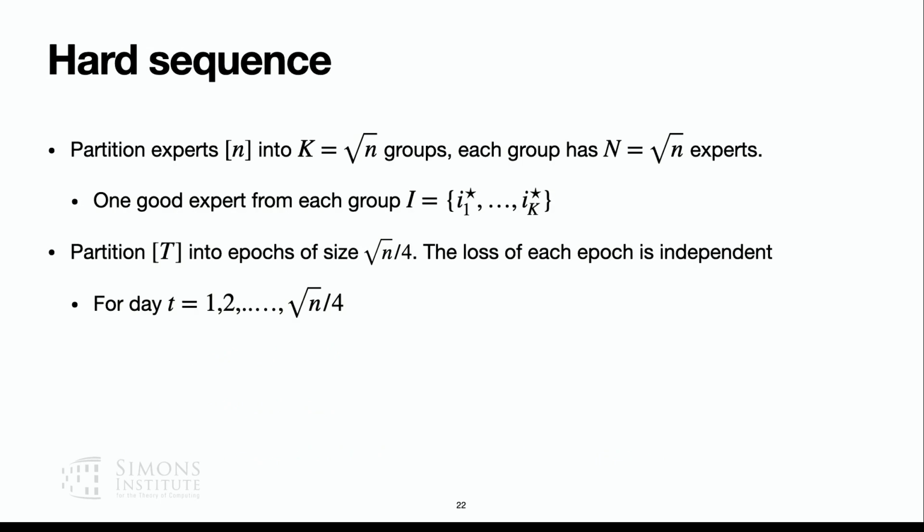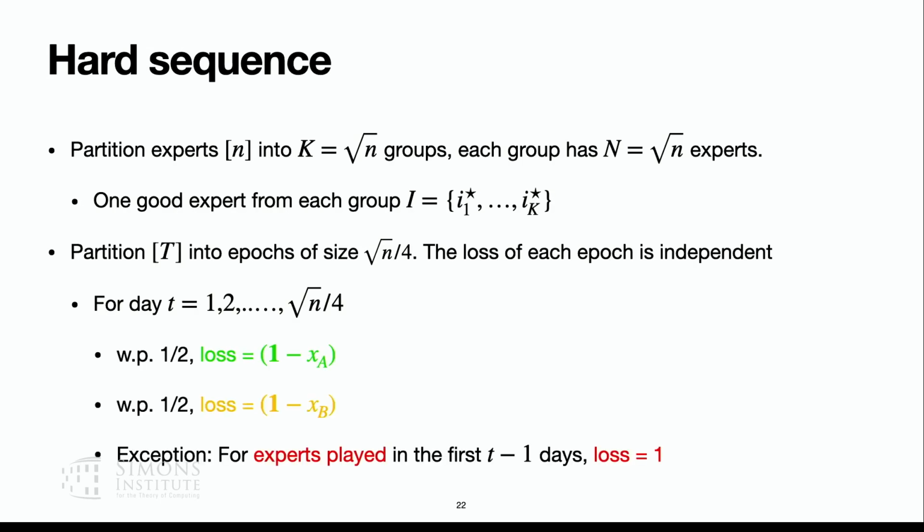Oh, sorry. The adaptivity comes from the last sentence. There are some exceptions for this rule. The exception happens for those experts that have been played in the first t-1 days of these epochs. For those experts that have been played, the loss is high, it's 1. Now look at this sequence again. For those good experts, that's the experts inside this index set I, its loss is always 0, except if it has been played sometime in the same epoch. Well, for those experts that do not belong to the capital I, the loss is at least 1/2 in expectation.